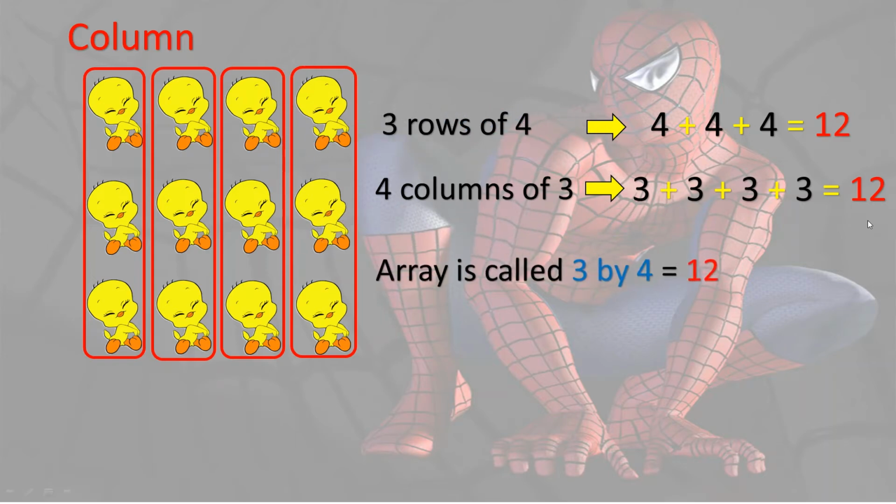To name any array, I'm going to say the number of rows by the number of columns. Here I have 3 rows and 4 columns. So this array is called 3 by 4 or 4 by 3 equals 12. Because if I repeat number 4 three times, I will have the same sum as if I repeat number 3 four times. That means 3 by 4 or 4 by 3, both of them equal 12.